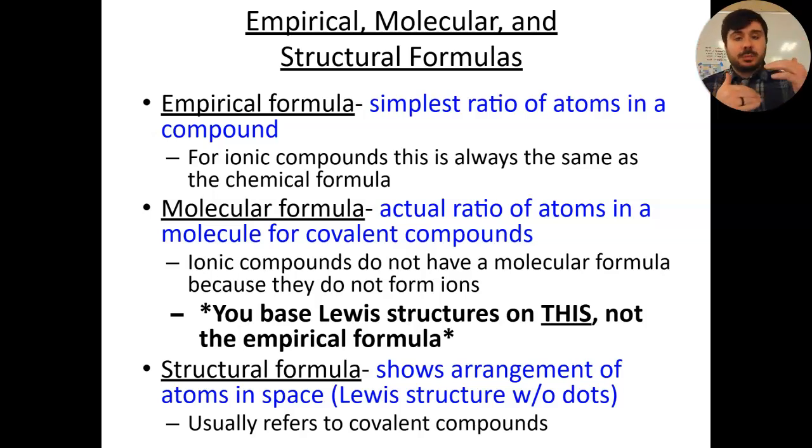There are applications to both, however, and that's why we have a definition that we use and talk about both of them. The molecular being the actual and the empirical being the simplified ratio. Next class when we meet, we'll do some examples of them, and you'll see why it's important to have both. Lastly, your structural formula shows the arrangement of atoms in space. It's basically a Lewis structure without any of the added dots.